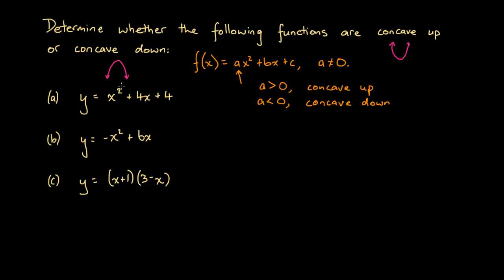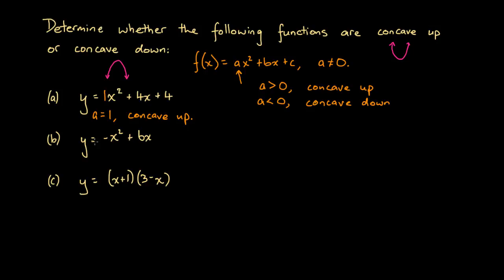So here we have y equals x squared plus 4x plus 4. Well, let's examine the coefficient on this x squared variable. That's the a here. So here, a equals 1. We could easily write 1 times x squared here, and it would be exactly the same thing. So the coefficient on x squared is 1, and considering that 1 is greater than 0, we can say that this quadratic function, when graphed, will look like this upward opening graph. So this is going to be concave up. Very simple. What about the second one?